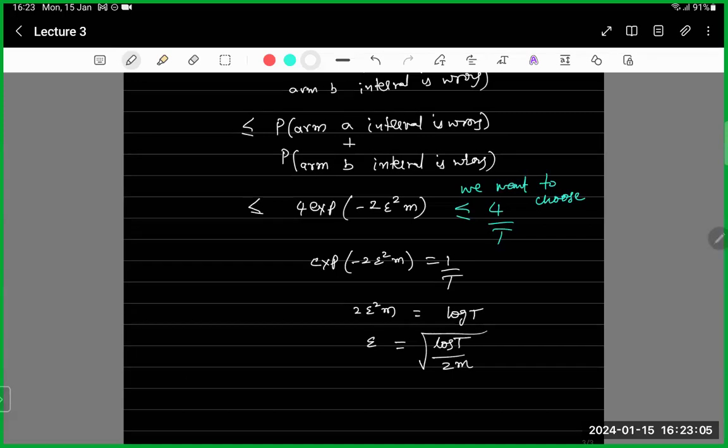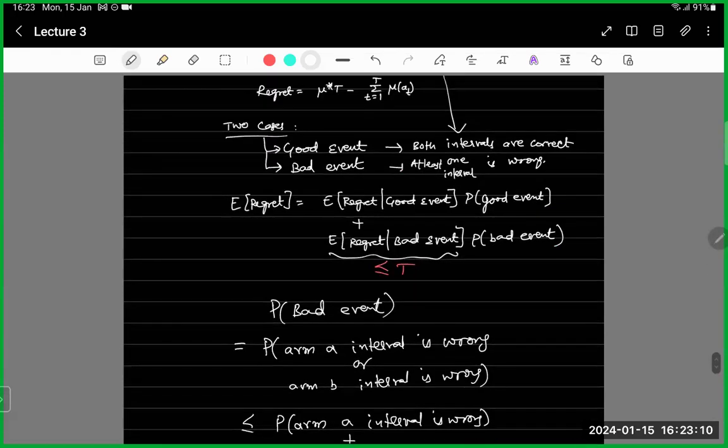Okay, so now let's keep this. Now this part is taken care of. This part is less than or equal to 4 by t, so this whole thing is fine. Now this term you have taken care of. There is nothing to worry about. It's a constant regret. It's not growing in terms of t.